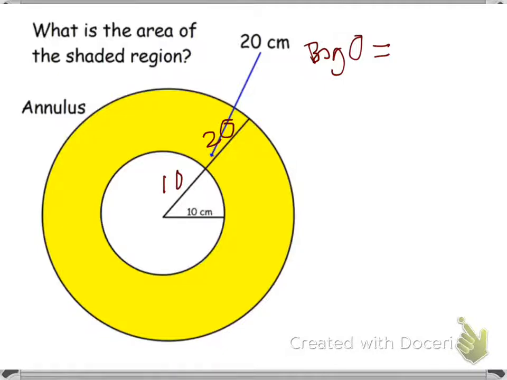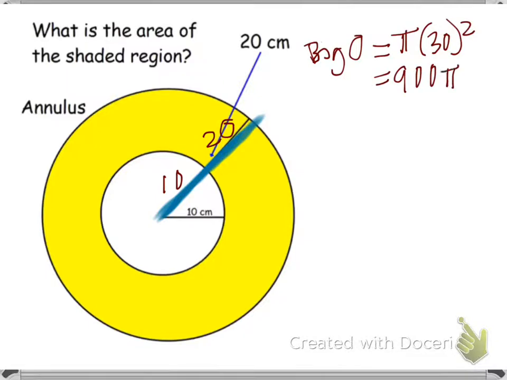So if I look at the area of the big circle, my radius of the big circle is going to be 30. So that's going to be pi r squared. So it's pi times 30 squared, which is going to be 900 pi. So that's the area of the big circle. Now I'm going to get the area of the small circle. Okay, and that radius is 10. So that would just be pi 10 squared, which would be 100 pi.